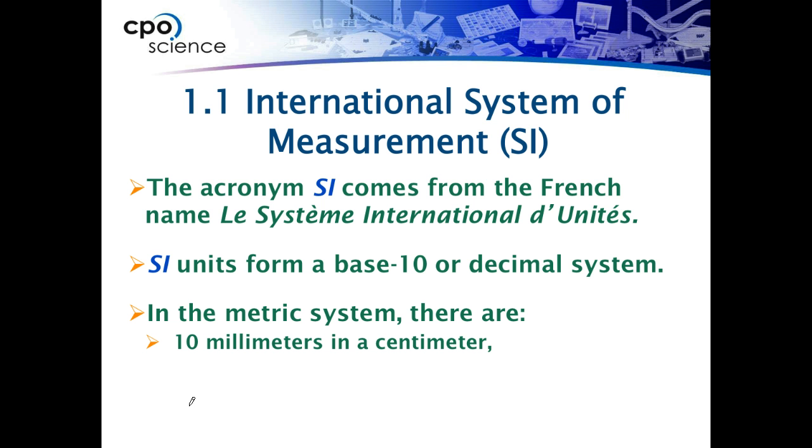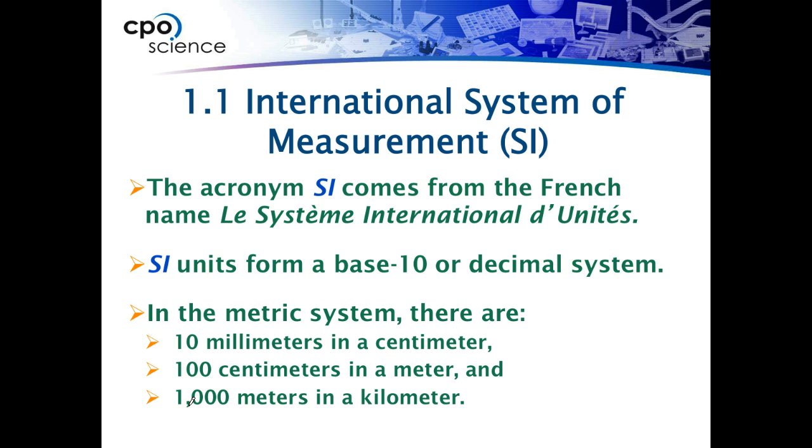Okay, so in the metric system, we have millimeters and centimeters. Every centimeter is made up of 10 millimeters. 100 centimeters make up a meter, in the same way that 100 pennies make up a dollar. There are 1,000 meters in a kilometer. There are 1,000 grams in a kilogram. There are 1,000 liters in a kiloliter. Okay, so kilo always refers to 1,000.